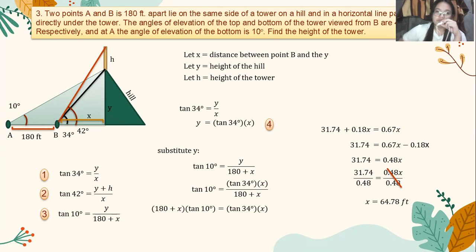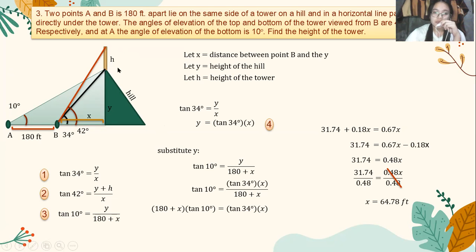There's a tower at the top of the hill. Then at point B, there's an angle of elevation from the bottom of the tower, which is 34 degrees. And from the top of the tower to point B, the angle of elevation is 42 degrees. Then from the bottom of the tower to point A, we have an angle of elevation of 10 degrees. So the question is, what is the height of the tower?